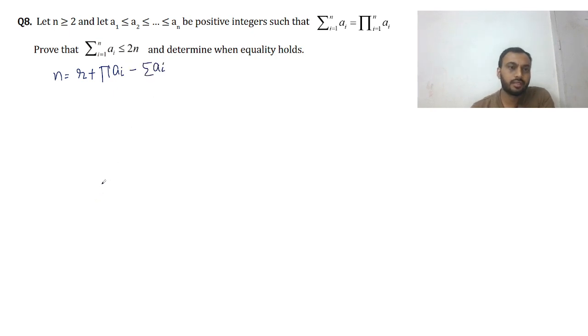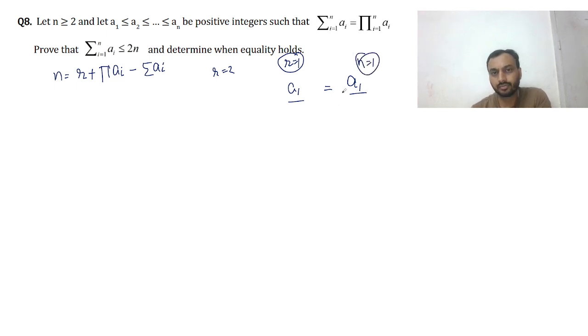If I use r is equal to 2, because we cannot use r is equal to 1. So r is equal to 1 means we're saying that a1 is equal to a1, which is a single number. In this case n is 1 in fact. If we are using r is equal to 1, then a1 is equal to a1, that is a single number, and we are saying n is greater than or equal to 2.